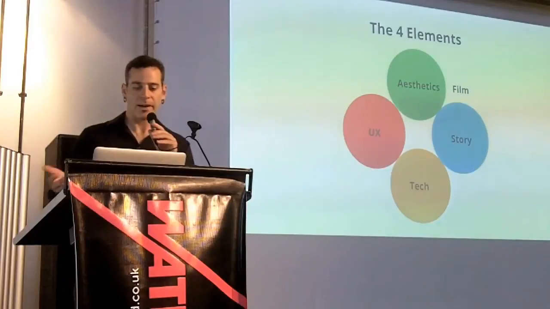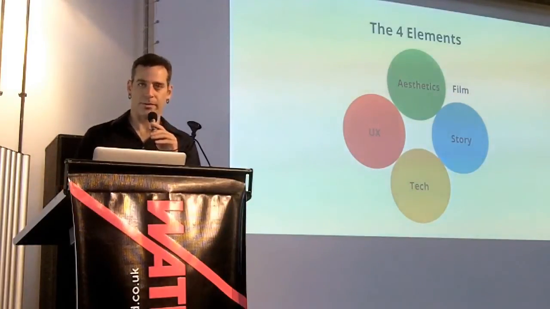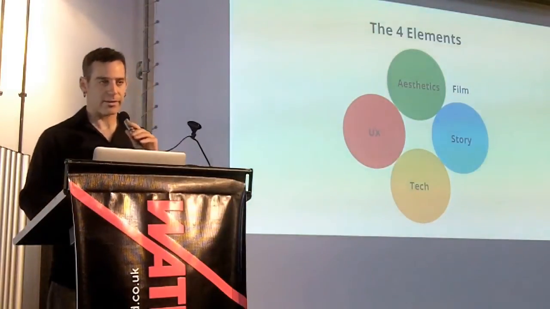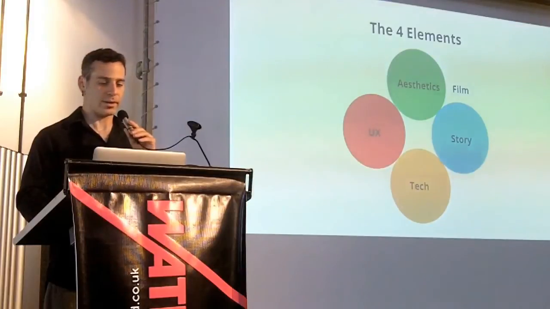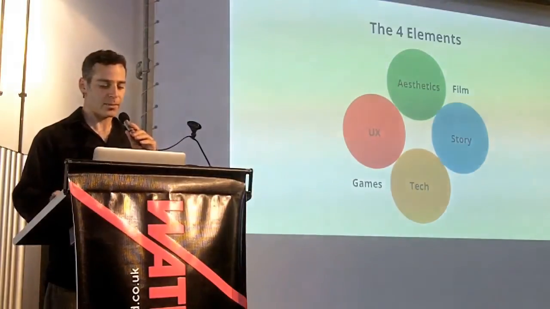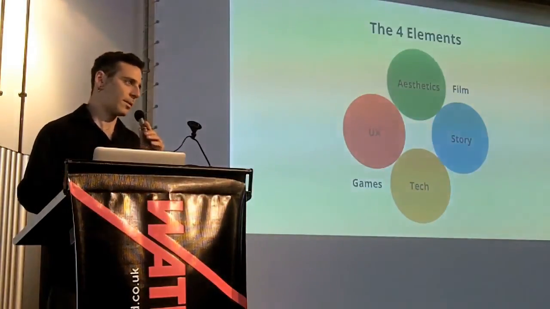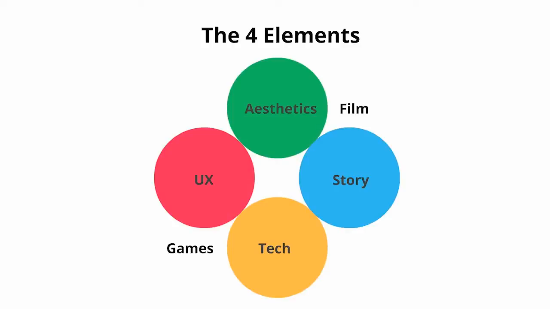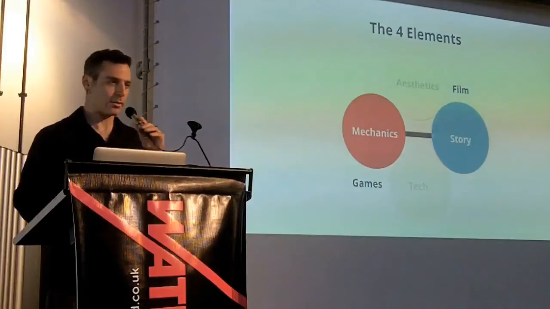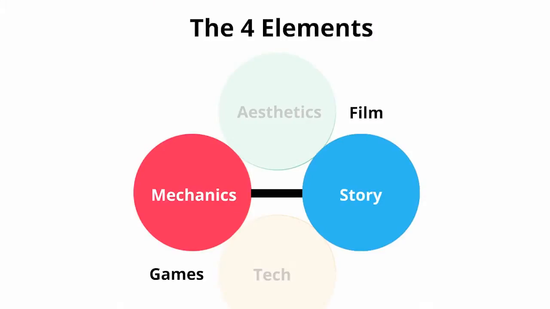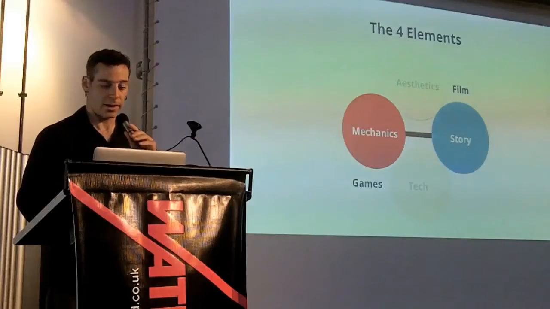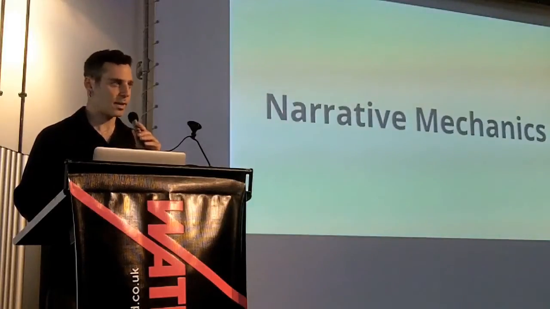Traditionally, film is a passive medium, so it doesn't really have user experience in the traditional sense. It's aesthetics backing a story. It's really about telling a story in film. In games, we have technology backing user experience. And very rarely, at least only recently, I think, has story become a factor in games. If you want to break it down a little more clearly, we call the interactivity in games mechanics. I really want to focus on the relationship between mechanics and story today, and I call that narrative mechanics.